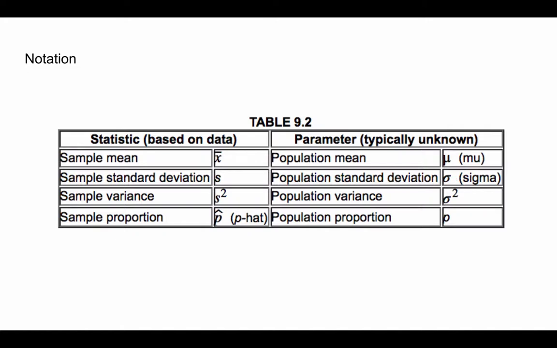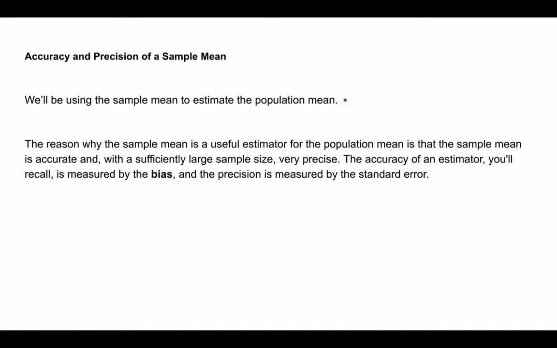Okay, now, what are we going to be doing? We're going to be using the sample mean to estimate the population mean. So we don't necessarily know the population mean when we look at a whole giant group of people, but we can take a sample mean and use it to estimate a population mean. The reason why the sample mean is a useful estimator for the population mean is that the sample mean is accurate and, with a sufficiently large sample size, very precise.